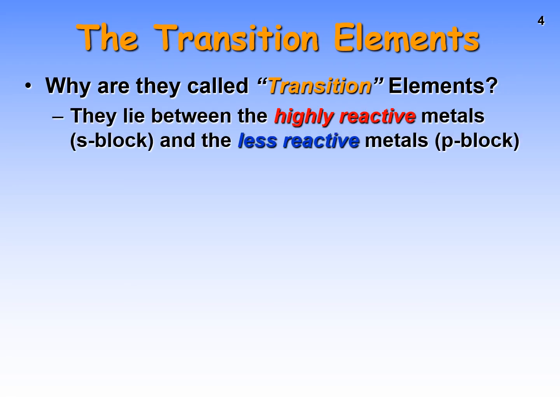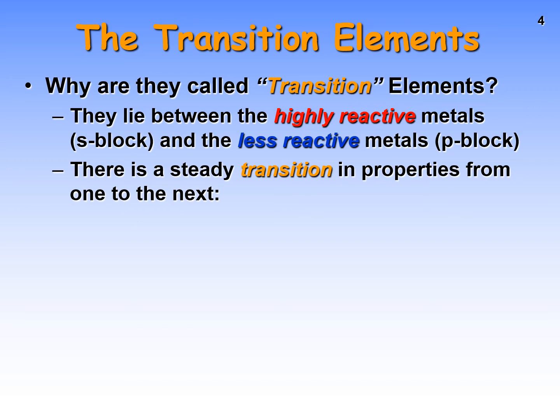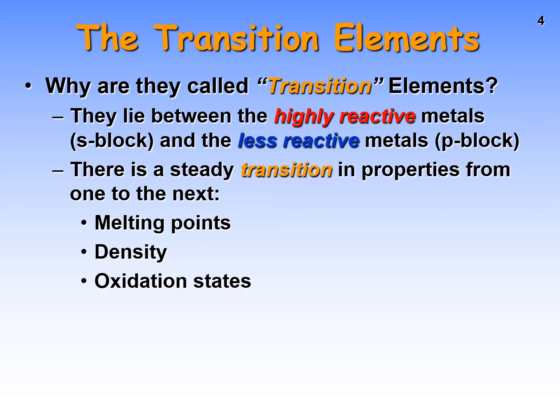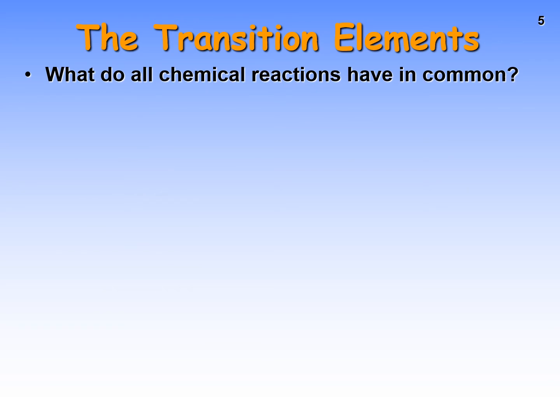Why are they called transition elements? This is something you might not have learned in Chem 1A. The reason they are transition elements is because as we go through the periods in the transition block, or the d block, they transition across. They lie between the highly reactive metals, the s block, and the less reactive metals, the p block. Like aluminum is not a very reactive metal. There is a steady transition of properties from one to the next as we go across a period. For melting points, density, oxidation states, reactivity, we can see that as we go across the table.